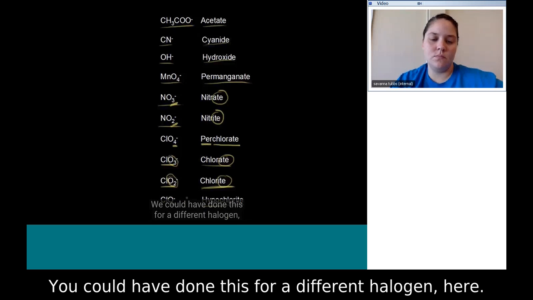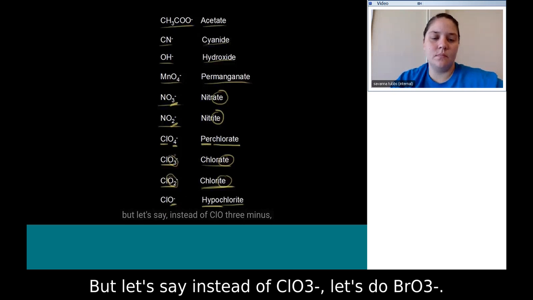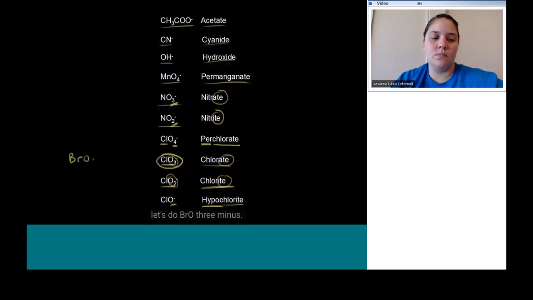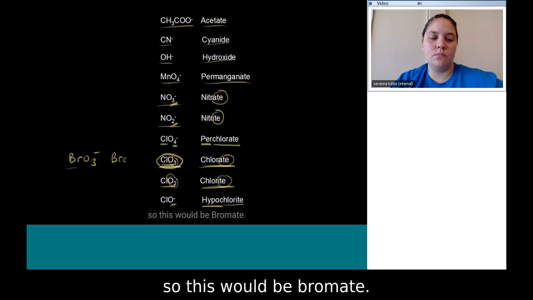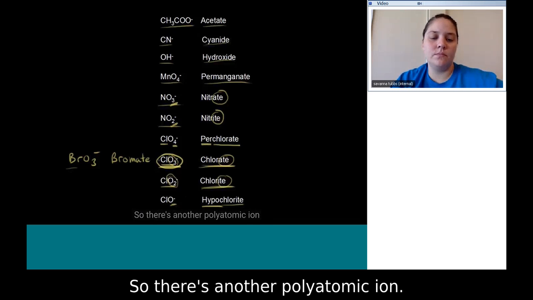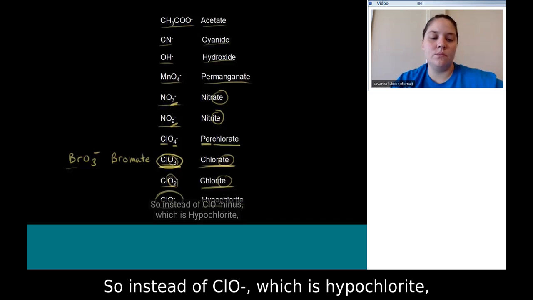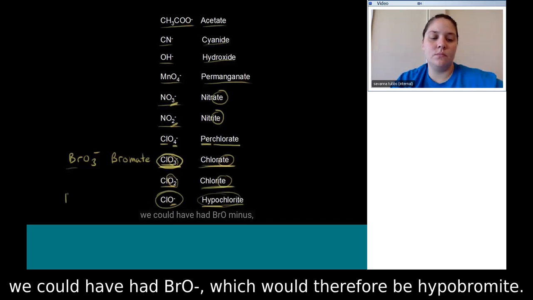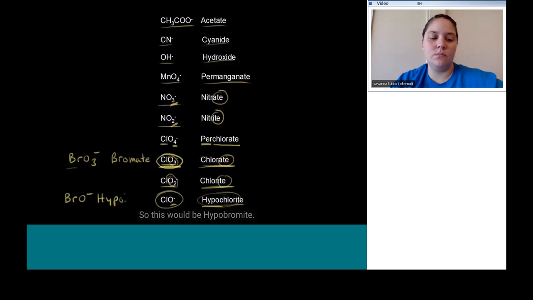You could have done this for a different halogen. Here we're dealing with chlorine, right? But let's say instead of ClO3-, let's do BrO3-. ClO3- was chlorate. Here we have bromine instead of chlorine. So this would be bromate, right? So there's another polyatomic ion. And we could do another example. So instead of ClO-, which is hypochlorite, we could have had BrO-, which would therefore be hypobromite, right? So this would be hypobromite.